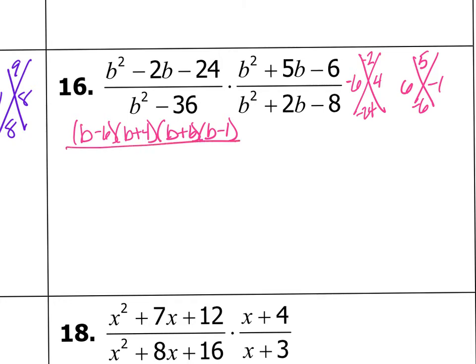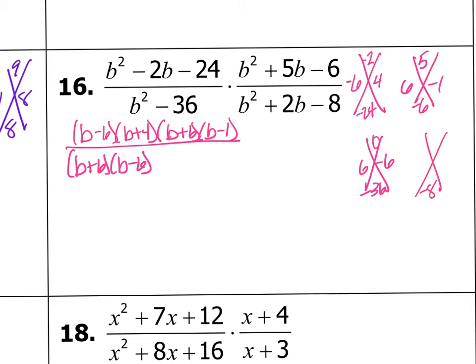And then my numerator, bottom left, I need 2 numbers that multiply to be negative 36, add to be 0. So I'm thinking that's 6 and negative 6. So b plus 6 and b minus 6. And then my bottom right, I need two numbers that multiply to be negative 8 and add to be 2. Well, 4 and 2. And since this number's positive, that means the 2 is negative. So I've got b plus 4 times b minus 2.